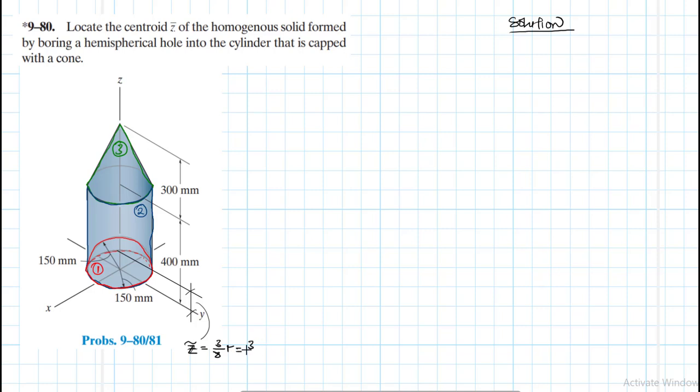150, so it is 3/8 times 150, which gives us 3 times 150 divided by 8. So this gives us 56.25 millimeters. Okay, right? So we are done with the first one. This one, Z bar 1. I need to indicate that.